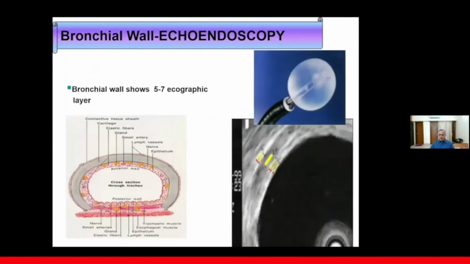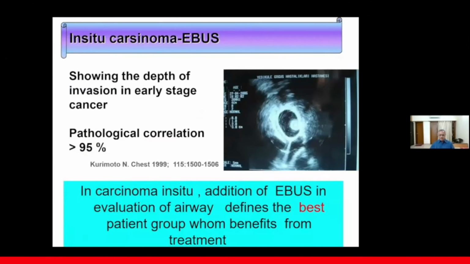The bronchial wall on endoscopy has 5 to 7 sonographic layers, and various layers can be identified. With experience, you start identifying what actually is there, just proximal and just distal to it, and you get an idea of that and start taking the biopsies from there. This is one of the beautiful slides to tell you how this echo-endoscopy looks and how you can identify the 5 to 7 sonographic layers. The advantage of that previous slide is that you can show the in-depth invasion of an early stage of cancer.